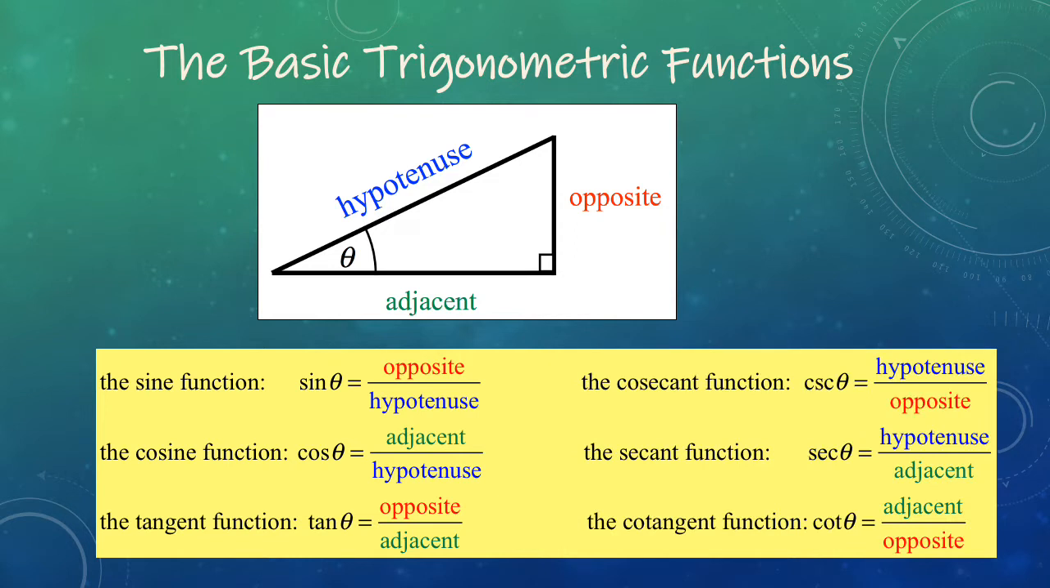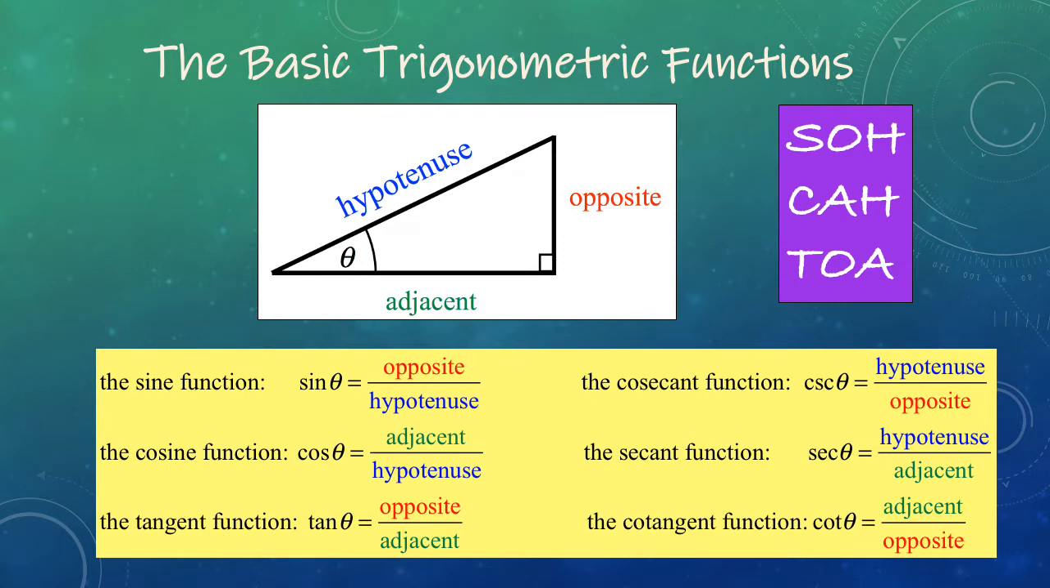We now have three other trig functions, which are the reciprocals of the first three. We start with the cosecant function, which is abbreviated CSC of theta, and that is equal to hypotenuse over opposite. We have the secant function, abbreviated SEC of theta, and that is the hypotenuse over the adjacent. And finally, the cotangent function, abbreviated COT of theta, and that is equal to the adjacent over the opposite.